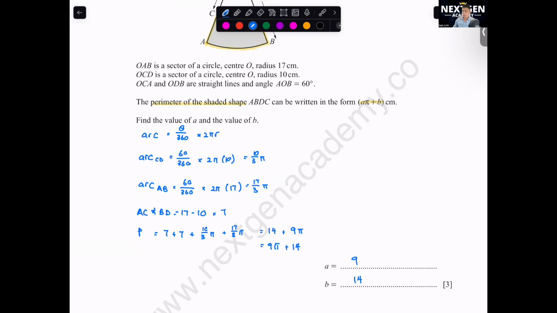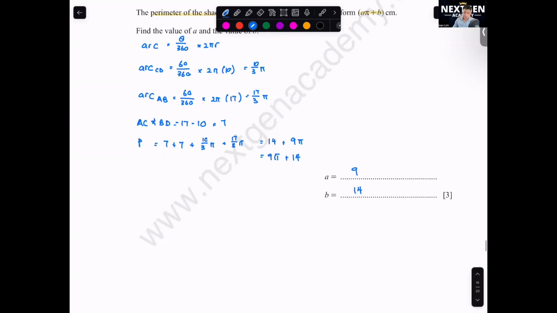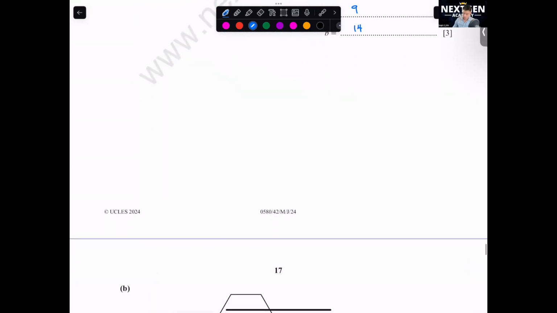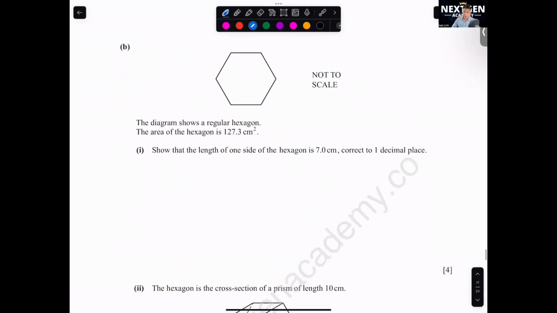The next one is where I think a lot of students don't know how to go about it. By the way, hexagon is a very common exam question. If you do enough past year questions, you definitely will have come across this one here. The diagram shows a regular hexagon. The area of the hexagon is 127.3 cm square. Show that the length of one side is 7.0 cm, correct to one decimal place.